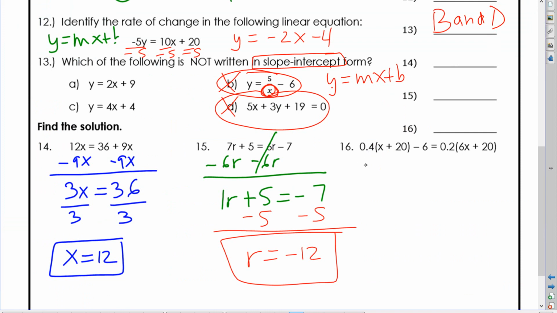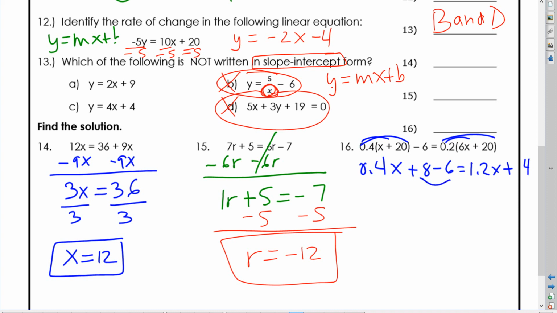So 0.4 times x, well, that I don't need a calculator for. 0.4 times 20 is 8. Bring down the minus 6, and over here I'm going to distribute just like I did over there. 0.2 times 6 is 1.2, and 0.2 times 20 is 4.